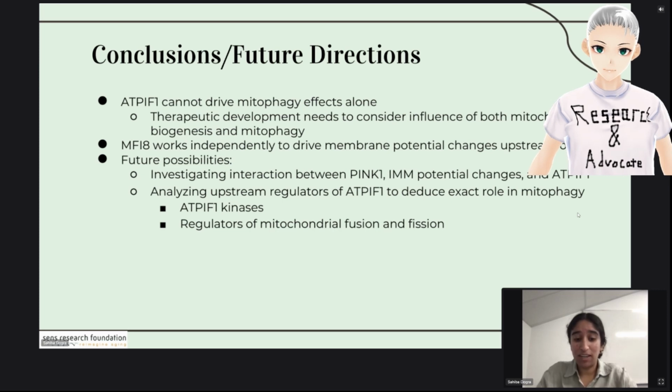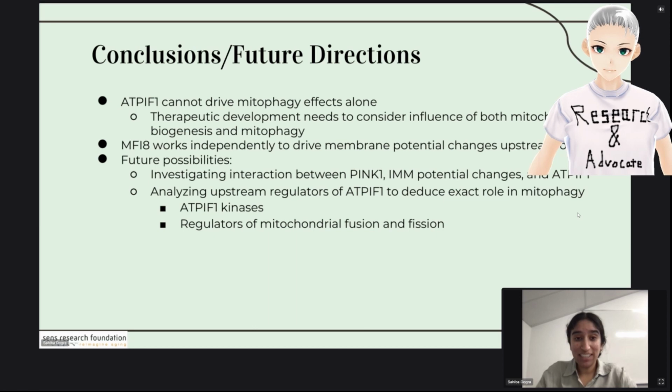Therapeutic development, therefore, needs to consider the influence of both biogenesis and mitophagy. Future possibilities also include investigating another part of the ATPIF1 pathway, particularly the PINK1 and Parkin genes and IMM potential changes. We can also analyze upstream regulators of ATPIF1 to deduce the exact role of ATPIF1 in mitophagy. For example, this could include looking at ATPIF1 kinases and regulators of mitochondrial fusion and fission.